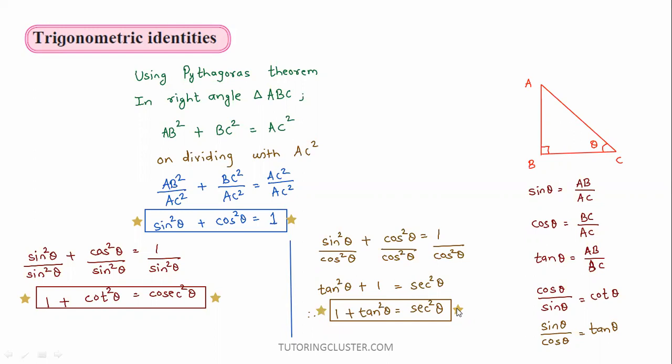And this is how you can prove this. So what is the first trigonometric identity? Sin square theta plus cos square theta is equal to 1. Second, 1 plus cot square theta is equal to cosec square theta. And third, 1 plus tan square theta is equal to sec square theta. This is the simple proof of it. Simply, we have used the Pythagoras theorem in a right angle triangle. Right, now let us solve some very good examples on this.